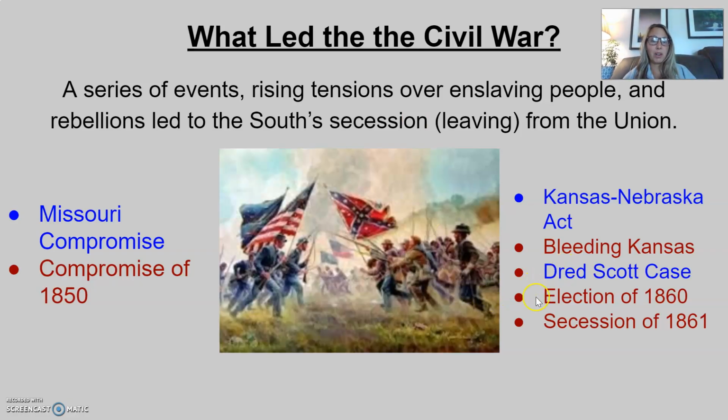So the 6 events we're going to focus on are the Missouri Compromise, the Compromise of 1850, the Kansas-Nebraska Act, Bleeding Kansas, the Dred Scott case, and then the election of 1860 and how that led to the secession of 1861. If you're like, whoa, what are all these things? Don't worry, we're going to talk about them in detail moving forward. So have your notes out, and here we go.